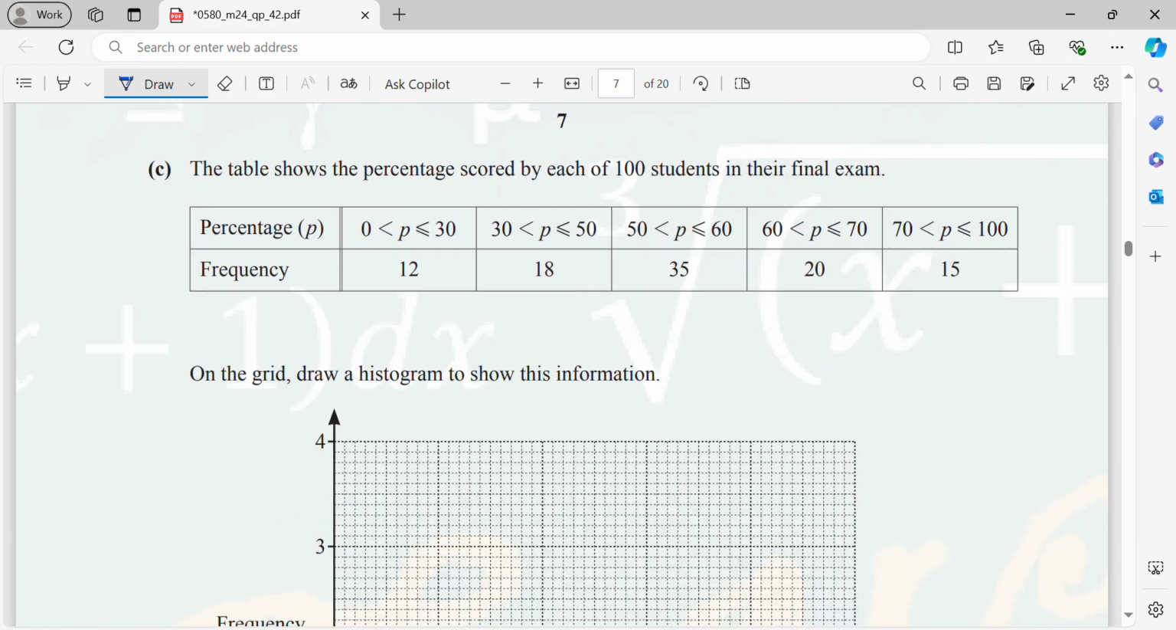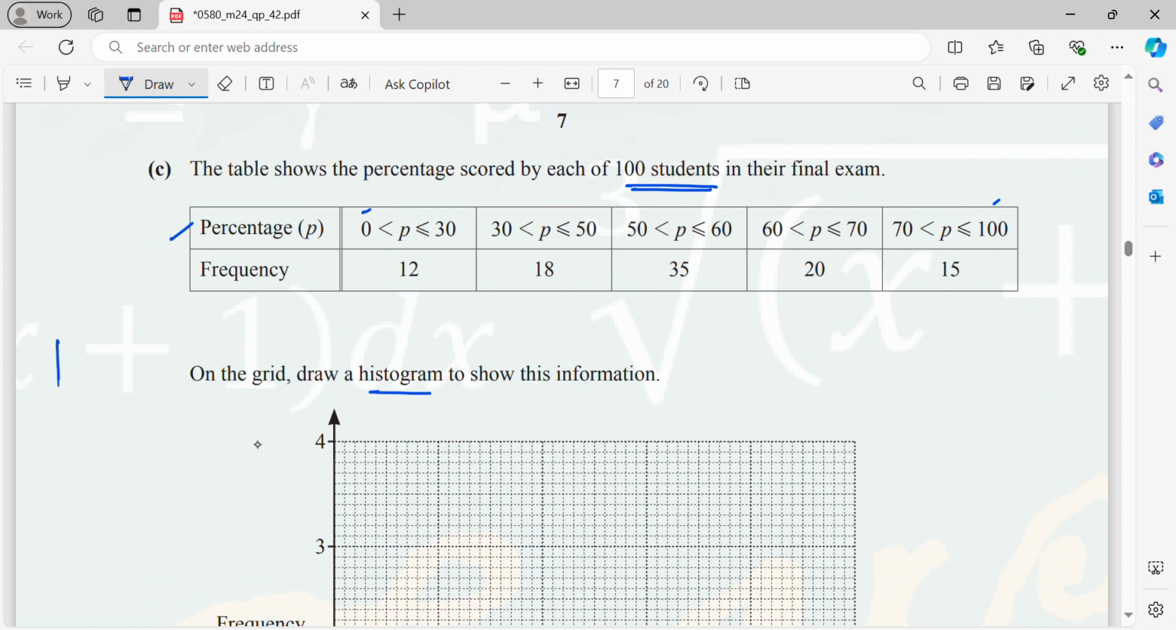Now, see, the table shows the percentage scored by each of 100 students in their final exam. So you are given the percentage from 0 until 100, and then the corresponding frequencies, right? Now on the grid, draw a histogram to show this information.